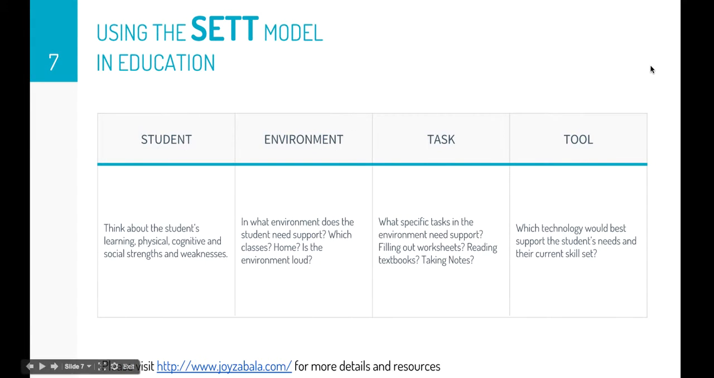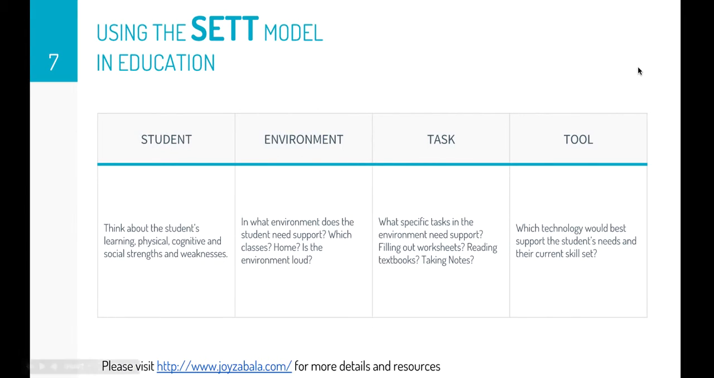So similar to the HAT model and assistive technology within the educational system, there's the SET model that's applied, and you'll see that a lot of the areas here are similar to the ones in the HAT model. So at first you look at the student and you think about each one of those human aspects and what are their strengths and weaknesses. You look at the environment. Where is the student during the day? What's their classroom like? What is their environment like? Does it support their learning?